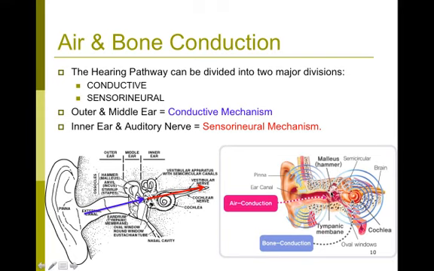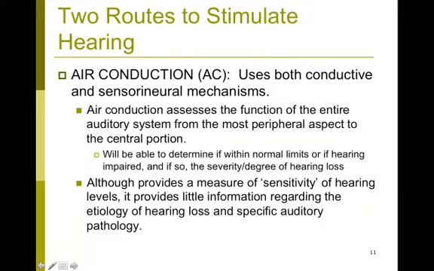However, we can also listen to sounds that are presented through the bone conduction mode. When we are listening through the bone conduction mode, the sounds actually bypass the external and the middle ear and directly reach the cochlea. So in air conduction, we're using both the conductive and the sensorineural mechanism. So you're assessing the entire, well, specifically the peripheral auditory system.